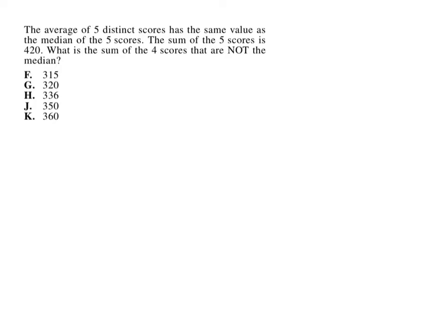Now it tells me I've got an average of 5 distinct scores. That means they're all different. And it tells us that it is the exact same as the median of the 5 scores. Well, we know the sum. What does sum mean? That is the answer to an addition problem. If I added all 5 scores up, I would get 420.